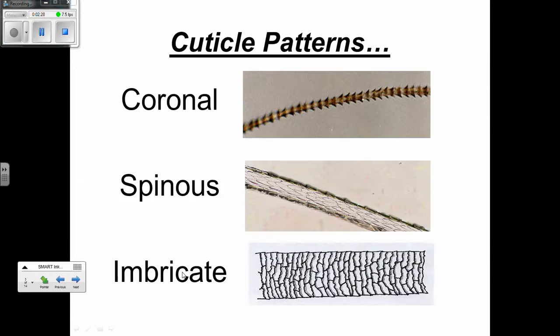So when we talk about the cuticle, that outer layer, there's 3 patterns that we can see. We can see this coronal layer, or this coronal cuticle pattern, which I think it looks like a trapezoid. We also talk about being the stacked cup thing. You have spinous, it looks like what you think of with the spines on a reptile, and then imbricate, which we saw in our own hairs, right?